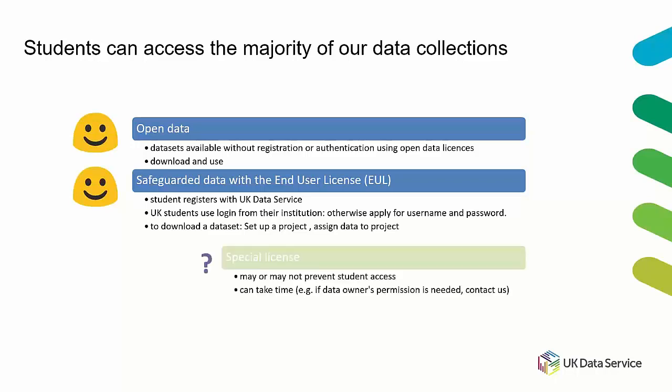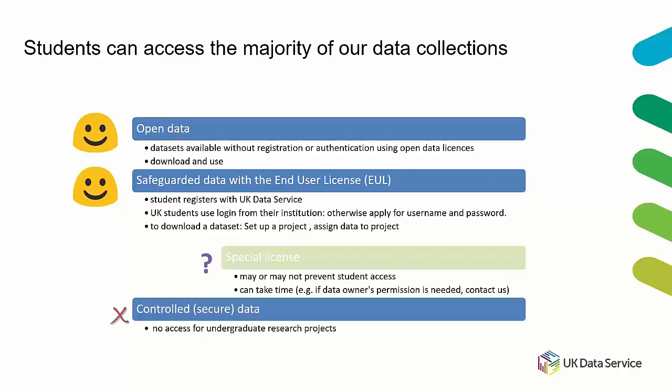Special license data comes with some additional conditions that need to be fulfilled before you can access the data. These vary across different data collections, and they may or may not prevent student access. So what you'll have to do in these cases is read the conditions and see. In some cases, fulfilling the conditions can take a bit of time. For example, sometimes we have to go to the data owners and ask permission for access to the data, and that can become a bit of a problem if you're working to a tight deadline. So my advice in general is to look early and see if there are any of these kinds of problems. And if at any point it's not clear to you, contact us and ask for help.